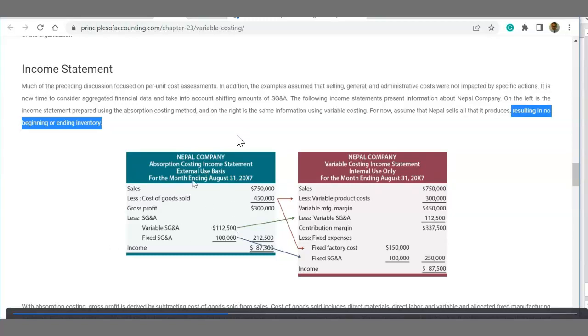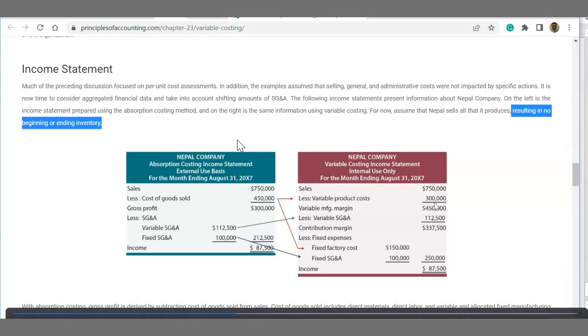Here is the absorption costing. You have the sales revenue minus cost of goods sold, which provides you $300,000 gross profit. And then you deduct your operating expenses, which are period costs, selling and administrative expenses. Some of it might be variable, some of it might be fixed. And then you end up with an income of $87,500. So far, so good. Under variable costing, you have, again, the same sales amount.